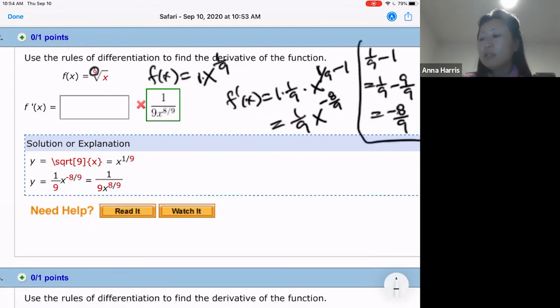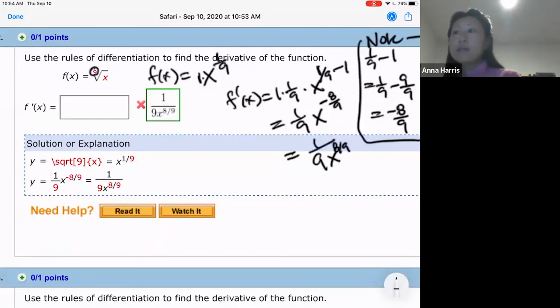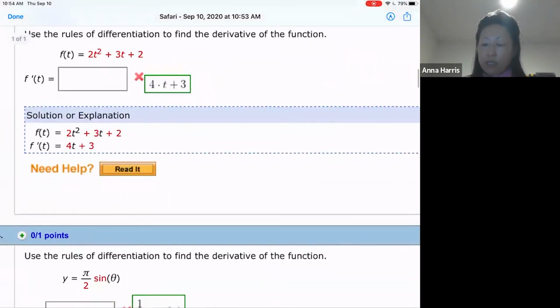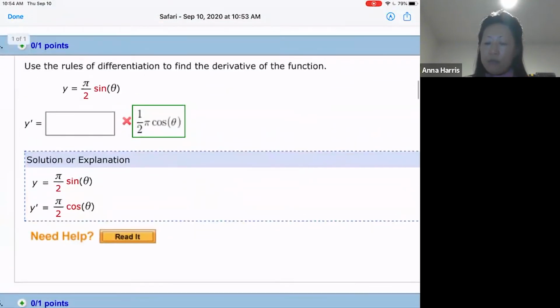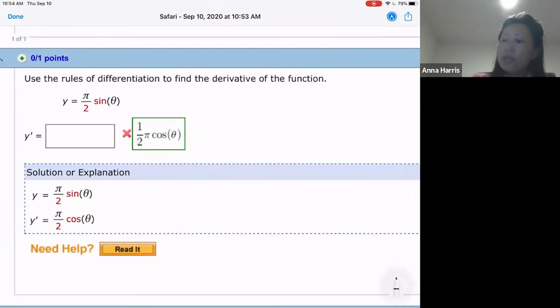Just think about that, okay? So note. Rewrite this one, so it'll be 1/9 x over the 8/9 power, because we want to put your power as a positive number again. So that is why you have this. It's an easy one because pi over 2 is just a constant, and the derivative of a sine is what? Simply cosine. So you're done.